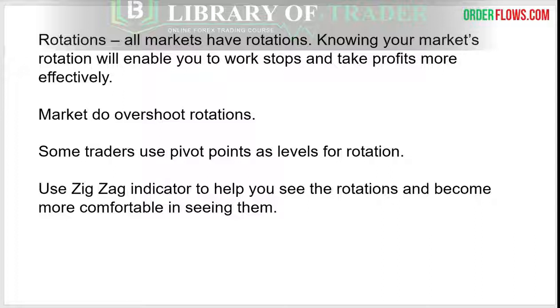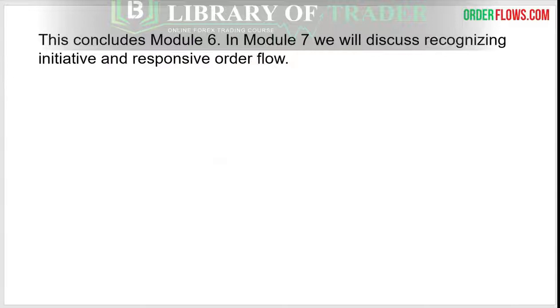Now, some traders will use pivot points as levels for rotation. I think using the zigzag indicator is going to help you see rotations a lot easier and become more comfortable in seeing them. So this concludes Module 6.